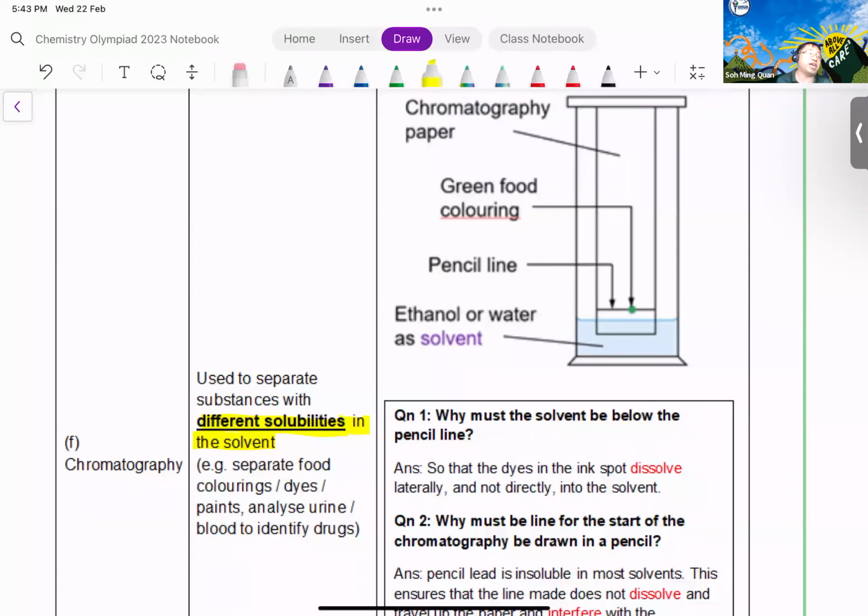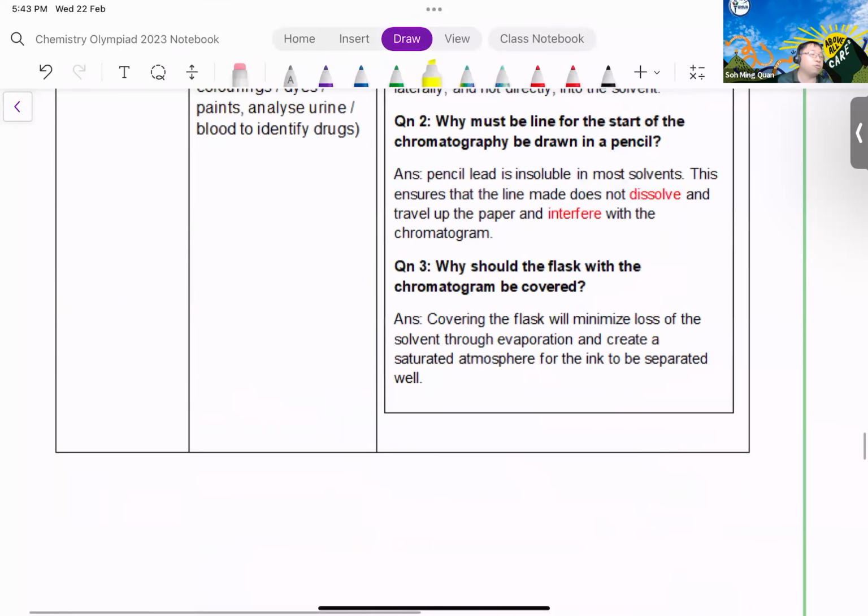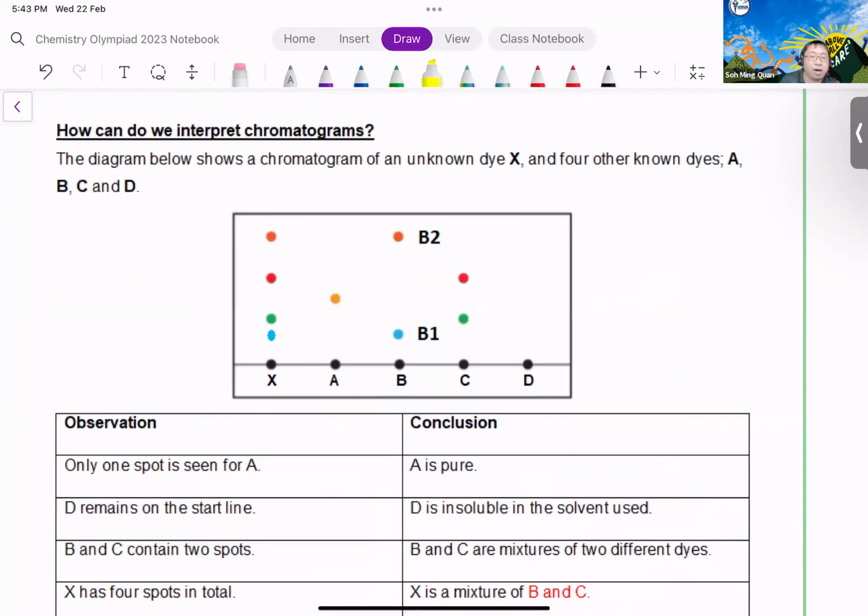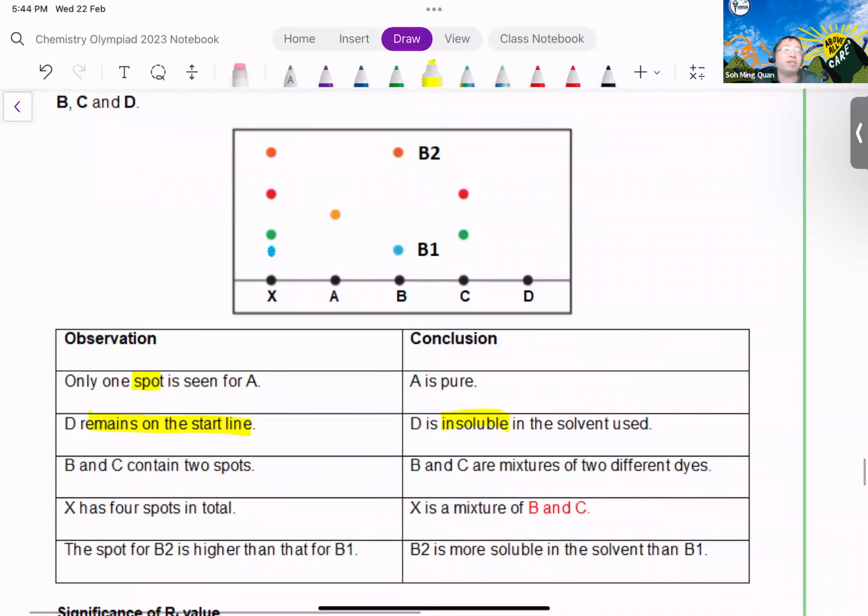Okay, so moving on to page 10 quickly. How do we interpret chromatograms? I hope you remember this. When you see only one spot on the chromatogram, that means the substance is pure. If it remains on the start line, that means the substance, that particular dye, is insoluble in the solvent that you had used. Okay? So all these things, I hope you remember.